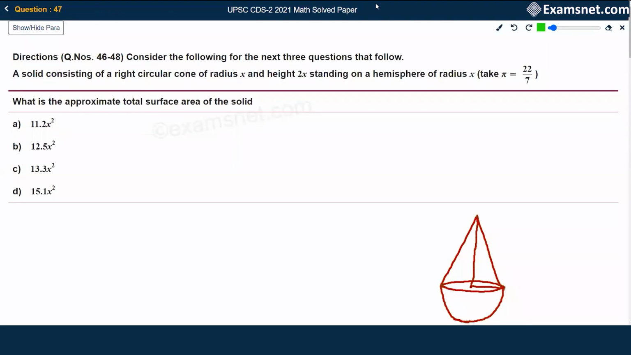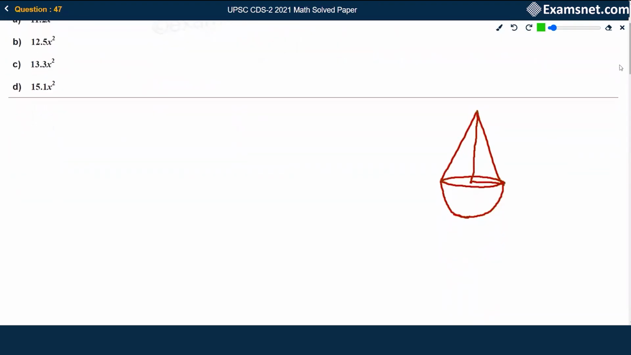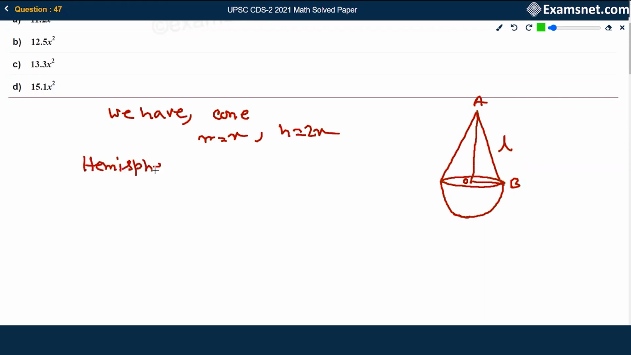In this question, we are asked to find the approximate total surface area of the solid. We are already given that for the cone, R is x and H is 2x. Let's name it AOB. Here AB is the slant side, which we can denote as L. For the hemisphere, the radius of the base is x also. So we know the formula of the total surface area of the solid.